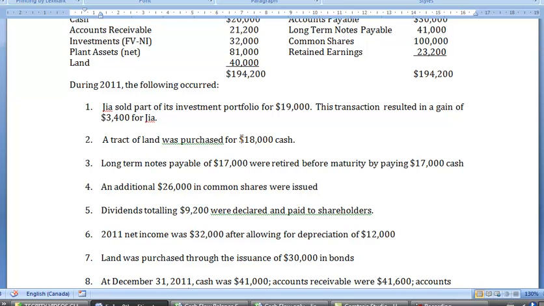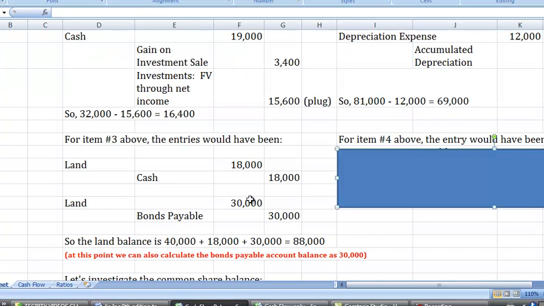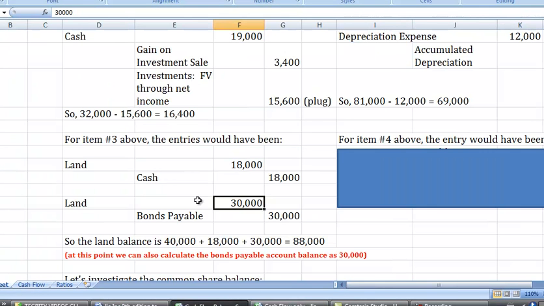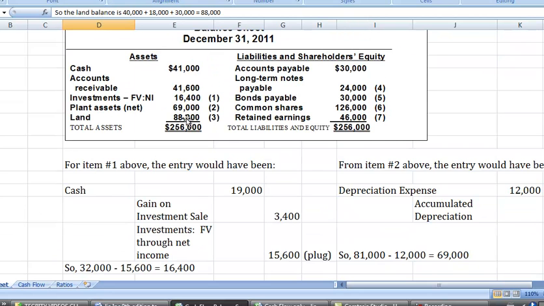But in total, we bought two new tracts of land, one for $18,000, one for $30,000. So what does that mean? That means that we debited land twice throughout the year for $48,000 in total. So therefore, if you started with a balance in your land account, which we know from our question was $40,000, and you've increased it by $18,000 and $30,000 throughout the year, that means your ending balance in your land account is going to be $88,000, right? So we're going to put that here.